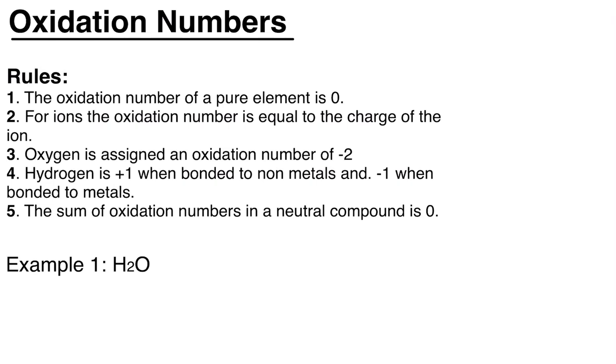Hey everyone, so in this video we're going to be going over how to assign oxidation numbers. So before we can go over some examples, we have to go over the rules. Firstly, the oxidation number of a pure element is always 0. For ions, the oxidation number is going to be equal to the charge of the ion.